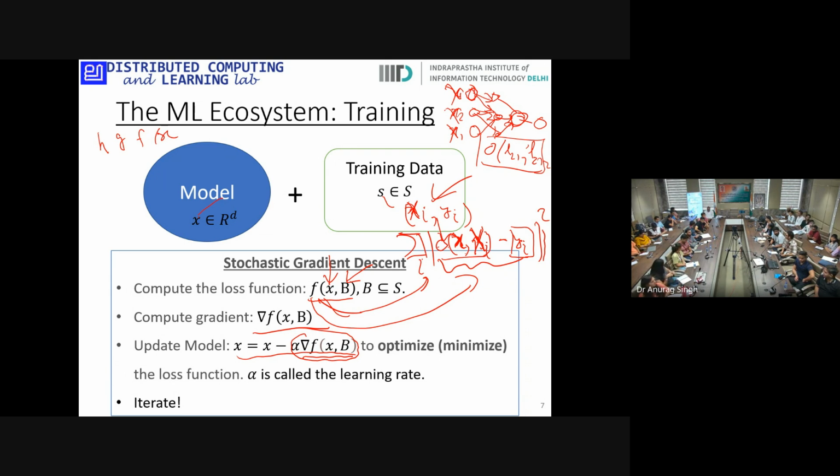Yes, exactly. Most of the models don't work. And then this rule, the update rule, iterate, right? And you iterate for a sufficiently good number of iterations. When do you stop? Maybe when this gradient value becomes small enough so that there is no further noticeable change in your model. There you will stop.